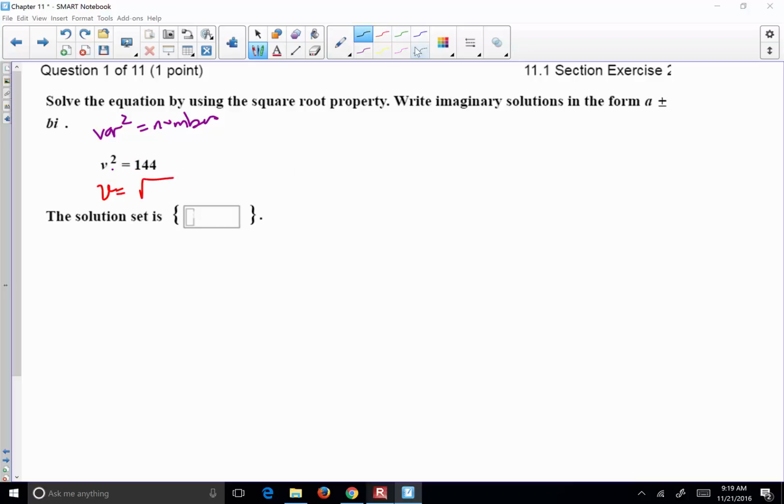Once with a plus, once with a minus. Look, I set up my equations first: v with a plus square root, v with a minus square root. So what is inside the square root though? 144. And what is the square root of 144? Is there a number that when you square it becomes 144? Well, yes, it's 12. This is positive 12 and this is minus 12, and we're all set.